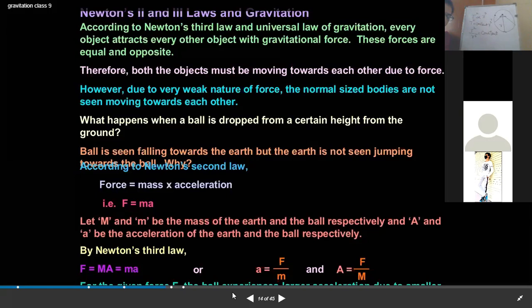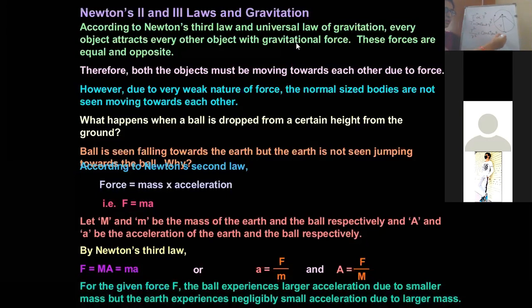It says that every object in this universe attracts each other with a force that is directly proportional to the product of the masses and inversely proportional to the square of the distance between the two. If there are two balls, let it be A and B, then F is directly proportional to the product of the masses, but inversely proportional to the square of the distance between the two.